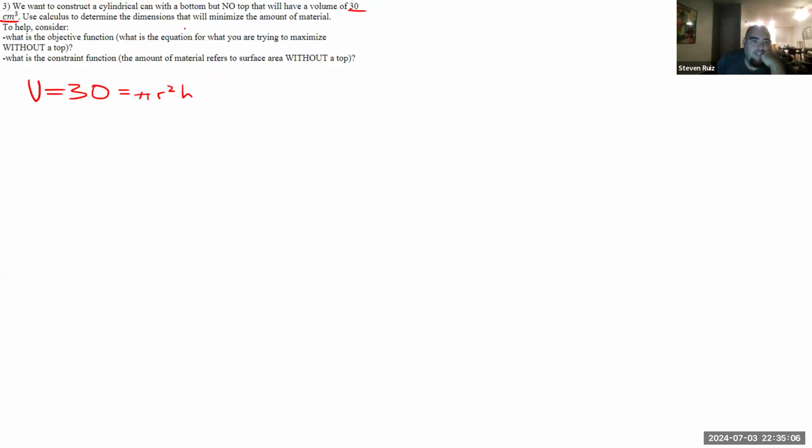So now what's our objective function? We'll want to minimize the amount of material. How can we represent that in a mathematical way? That's going to be a surface area. So what's the surface area of this thing? I have a cylindrical can like this, but basically it's open. Typically the surface area would include the area of this rectangular side. Let's say the radius of this thing is r and the height of this thing is h.